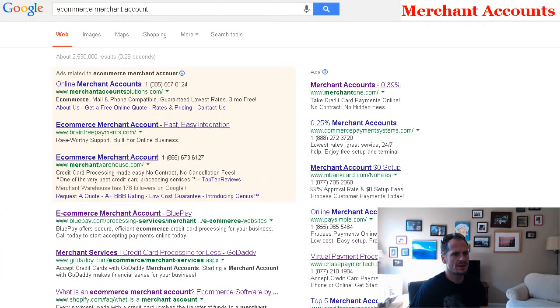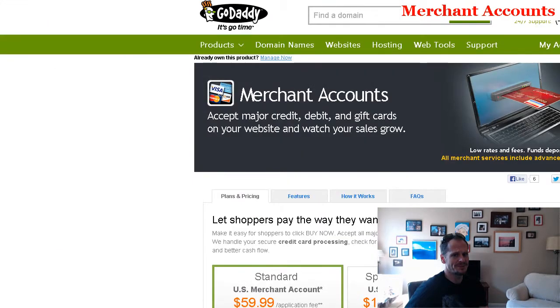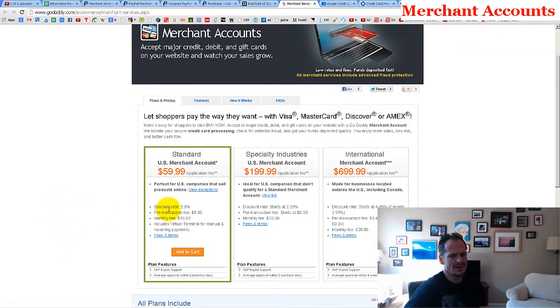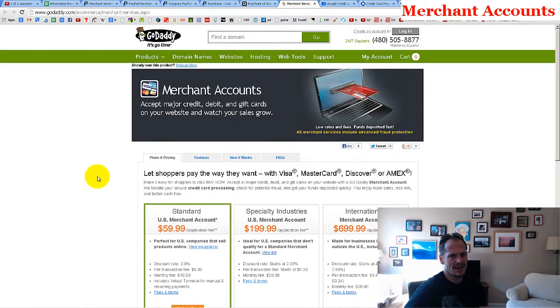At the more advanced level, you could go to Google and search for e-commerce merchant account. You could look at some of the providers of merchant accounts. There's a lot of names in here, GoDaddy, I totally recognize, but Merchant Warehouse, Braintree Payments, none of these names inspire confidence for me. Authorize.net, I've heard of that before. But here, the merchant account: per transaction fee 30 cents, discount rate 2.8%, and it's a $60 application fee at GoDaddy. So you've got to pay 60 bucks just to get started, and a little bit of a lower percentage rate.